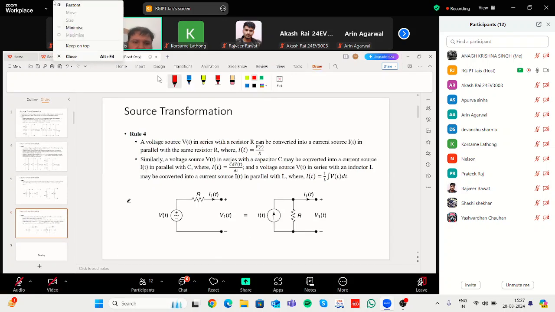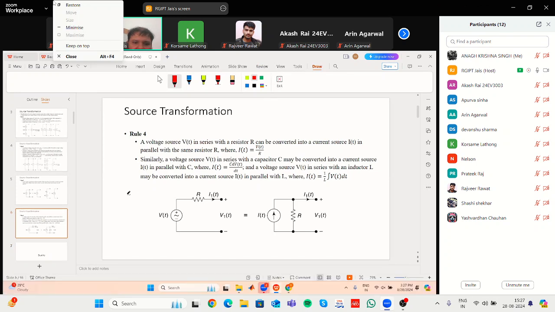Okay. From this, it is a simple circuit: there is a voltage source, plus and minus, and there is a resistance. This is V, this is R. So definitely the current that will be flowing through this will be I equal to V by R.